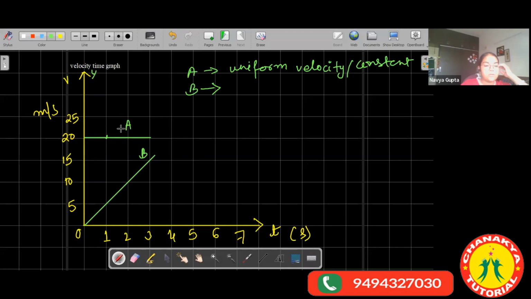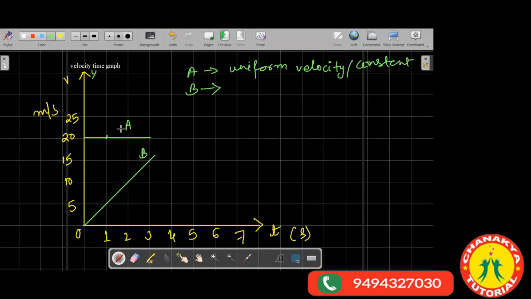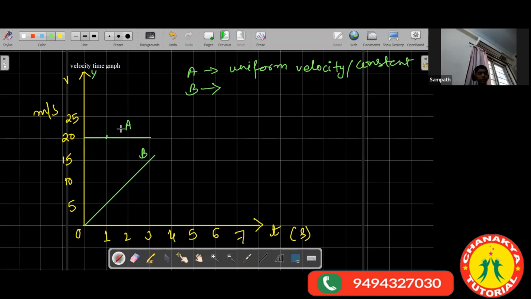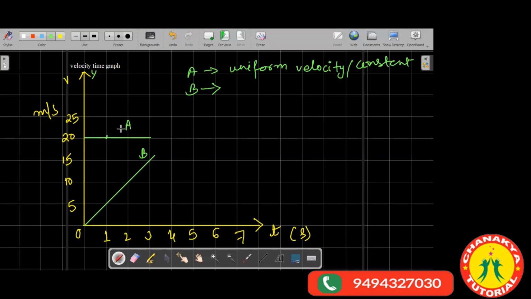Yeah. So everyone has understood about the graph A. Yes, sir. So the same graph, a straight line parallel to the time axis, if it is present in the velocity time graph, it represents uniform motion. If the same graph is present in the position time graph, it represents rest, or zero velocity. Now, what does graph B represent?